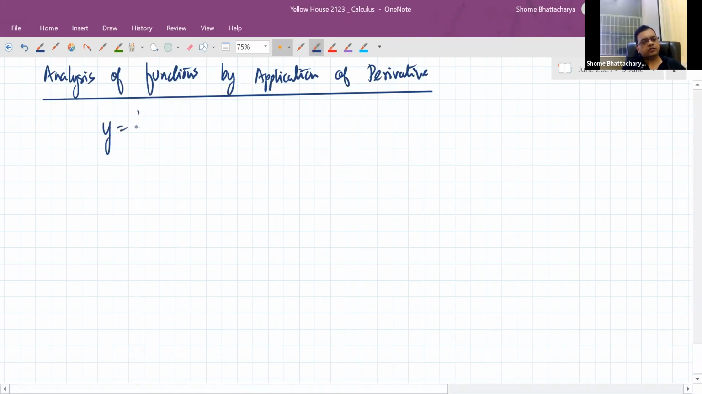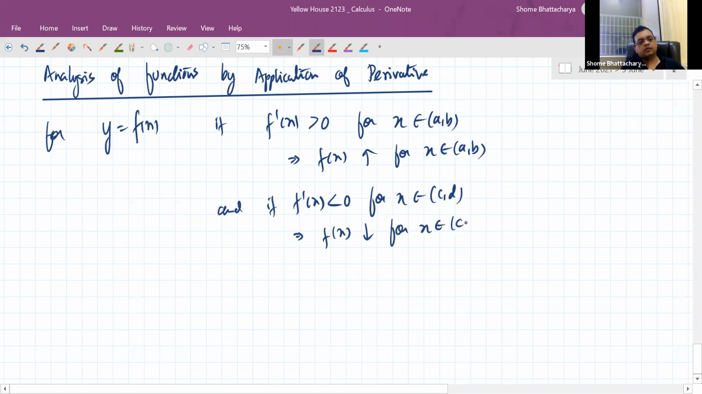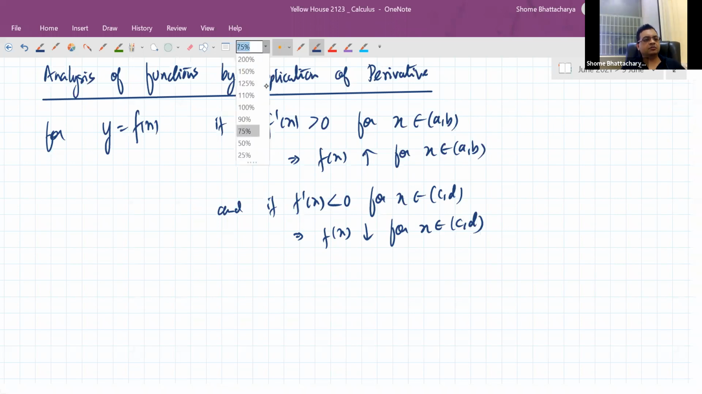So in this concern, one of the things that we've already learned is that for a given function, if f prime x or dy by dx is positive for a certain interval, then it implies that the function itself is increasing for the given interval. And similarly, if the derivative is negative, that means the function is decreasing for that same interval.